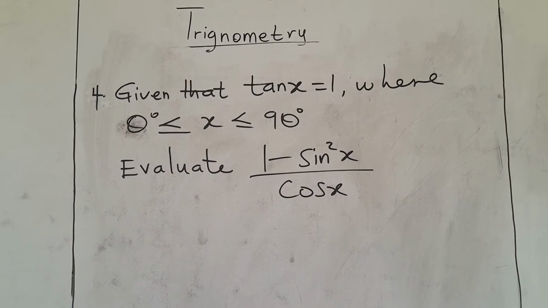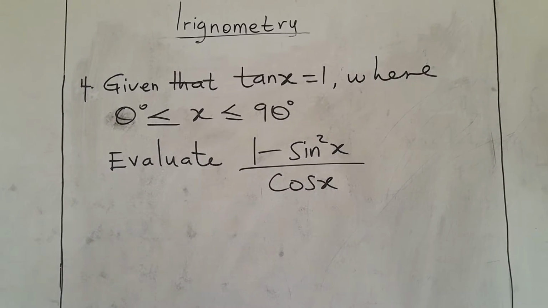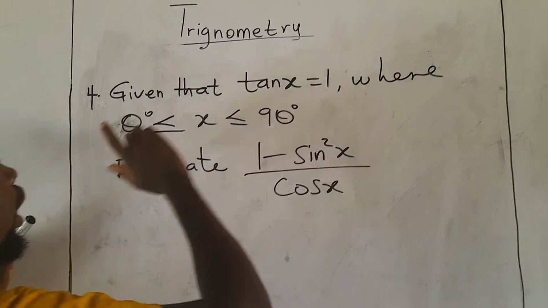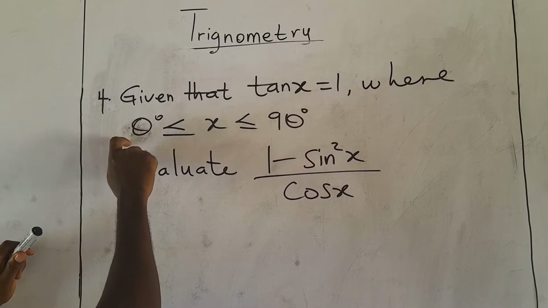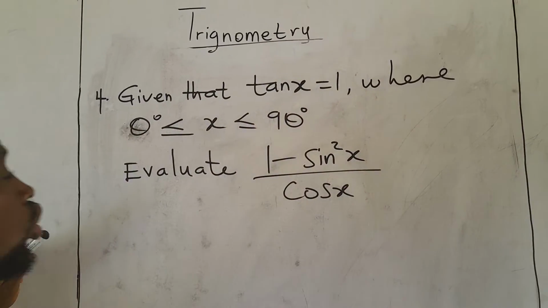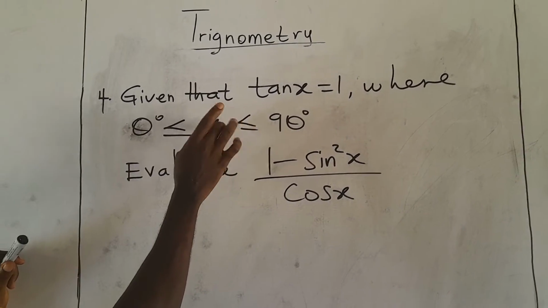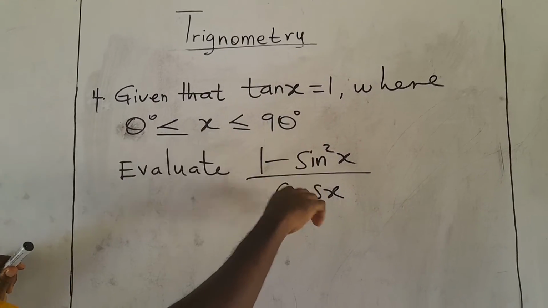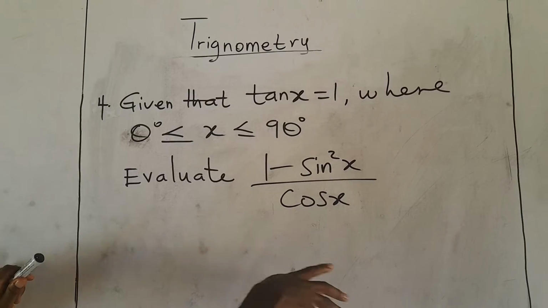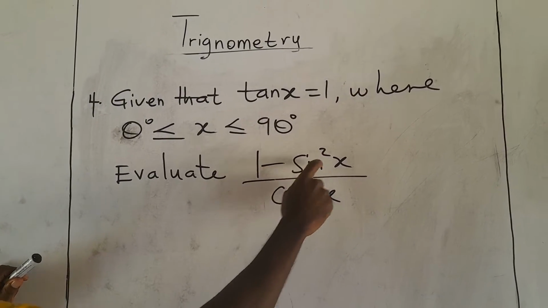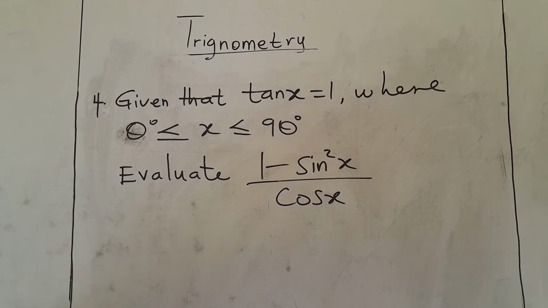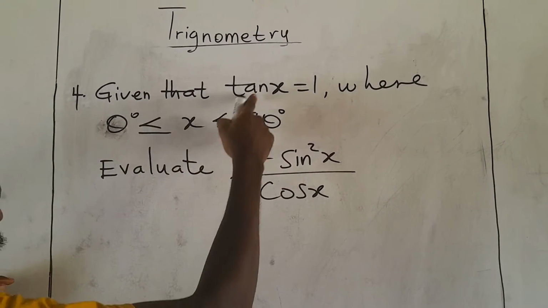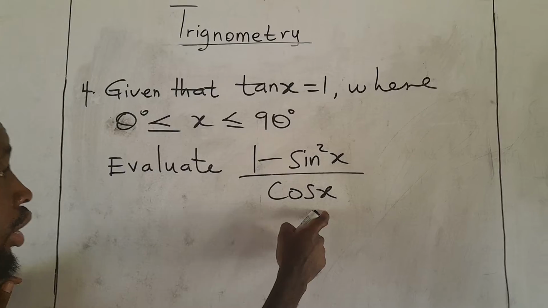So let's see another twist of these problems. Given that tan x is equal to 1, where x is greater than or equal to 0 but less than or equal to 90. This implies that x is found in the first quadrant, where all the three trigonometric ratios are positive. We should evaluate 1 minus sine squared x over cos x. So how do we do that? We need sine x and cos x.